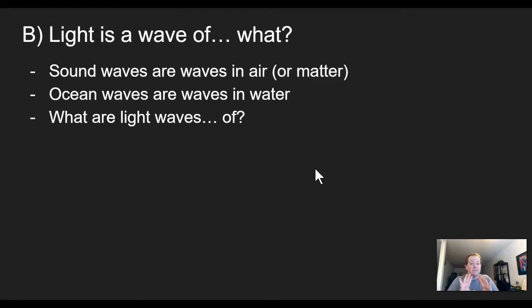So we have these different terms for light. We're still kind of working out what light is. We know it has wave properties, particle properties.